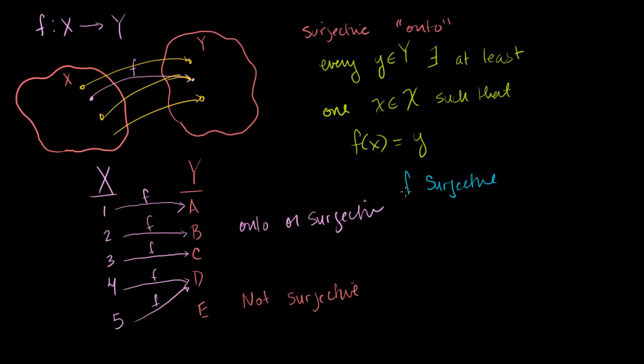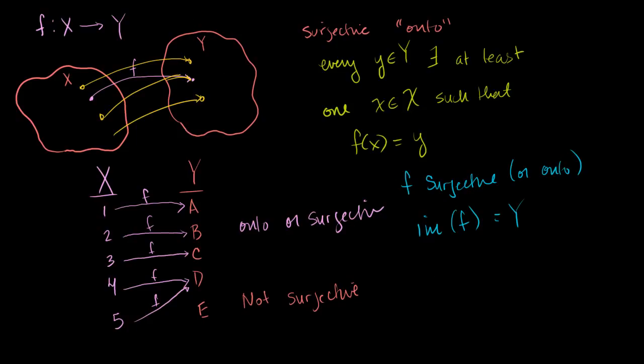So if I say that f is surjective or onto, these are equivalent terms, that means that the image of f. Remember, the image was all of the values that f actually maps to. So that means that the image of f is equal to y. Now we learned before that your image doesn't have to equal your codomain, but if you have a surjective or an onto function, your image is going to equal your codomain. Everything in your codomain gets mapped to.